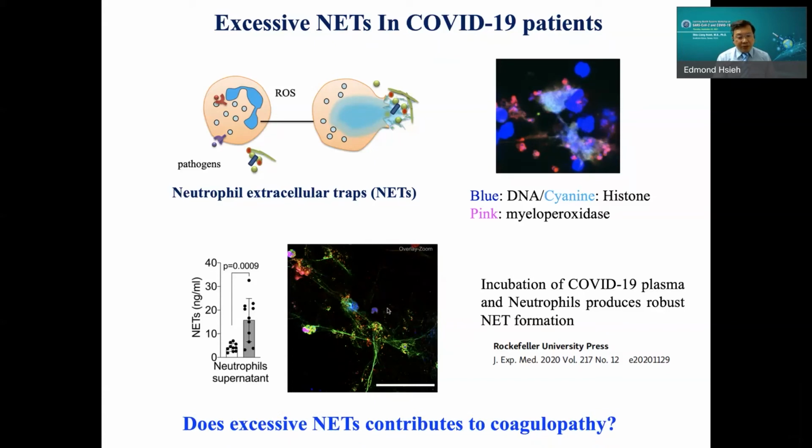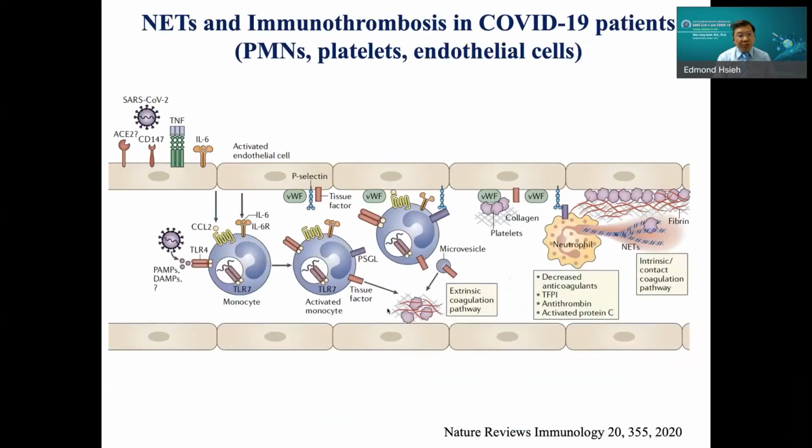And so the question is, does the excessive NET contribute to coagulopathy? I'll use this slide to show you the importance of the interaction between the neutrophils, platelets, and the endothelial cells in immunothrombosis. Because after COVID-19 infection, the neutrophil is also activated. It will produce NET formation.